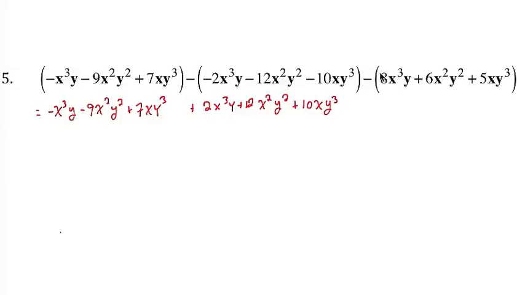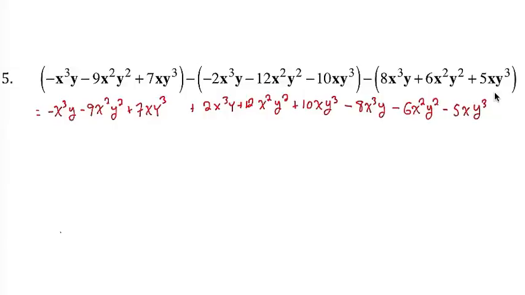Okay, and for the last bracket, when we remove the bracket, this negative is going to come in and change all the signs. And notice, I don't rewrite the brackets. The brackets are gone. Okay, so minus 8x to the power of 3y minus 6x to the power of 2, y to the power of 2. So they just become the opposite of what they were. They were all positive, so they're all becoming negative. So minus 5x y to the power of 3.